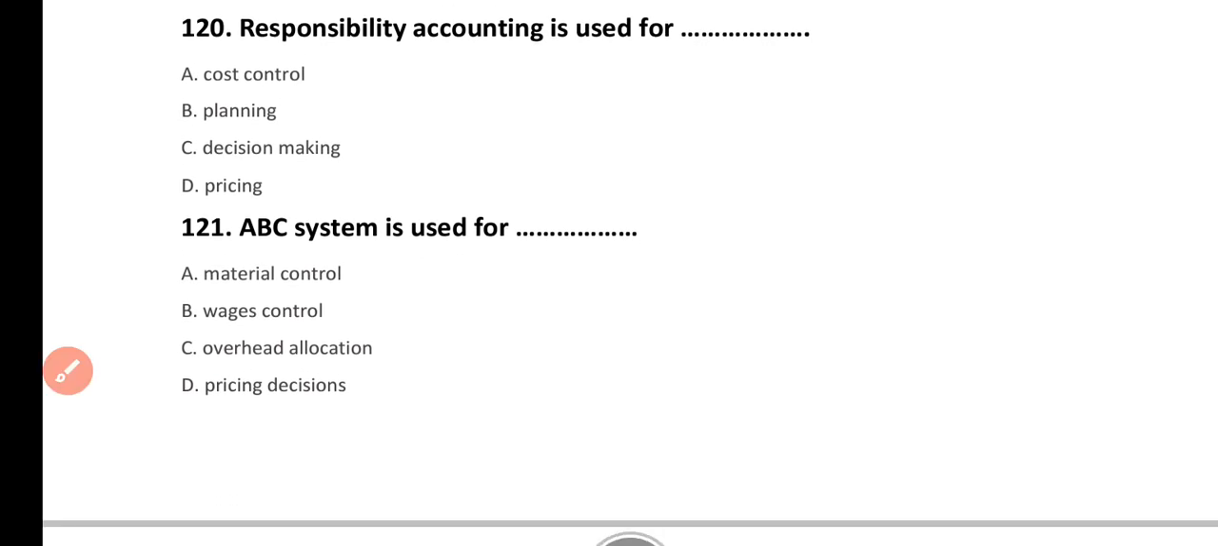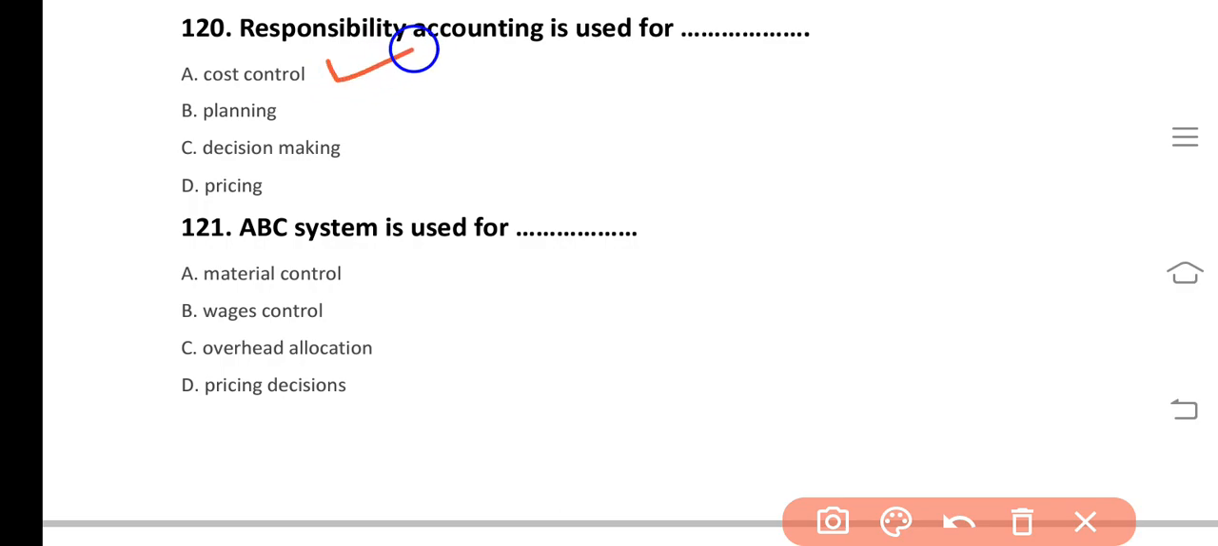MCQs number 120. Responsible accounting is used for control cost, planning, decision making, pricing. So option A is correct, cost control. Responsible accounting is used for cost control.